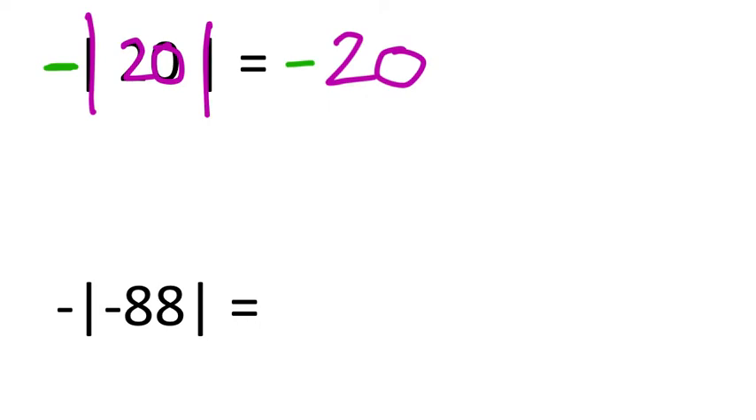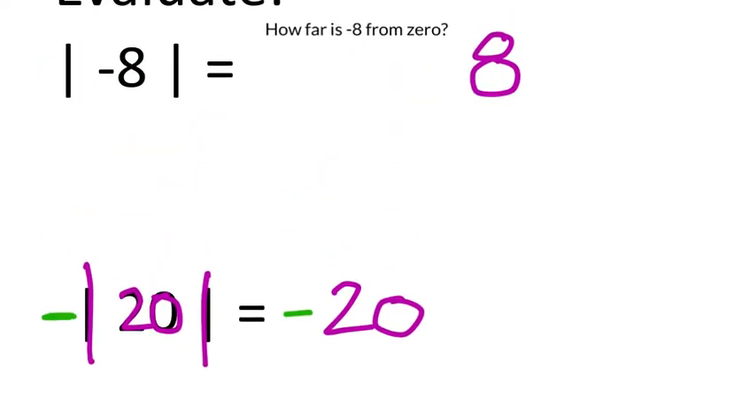So do not get this confused with the example that we did up here on this one. This was the absolute value of negative 8. This one's the absolute value of 20, but it's negative. There is a big difference right there, and I'm trying to phrase that specifically in a way that you can understand the difference on those.